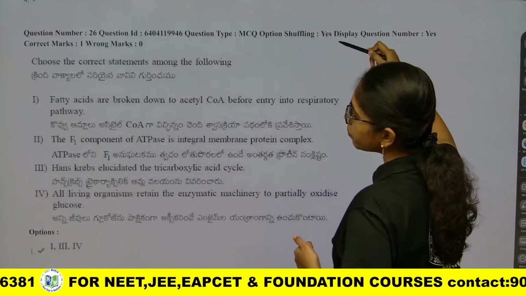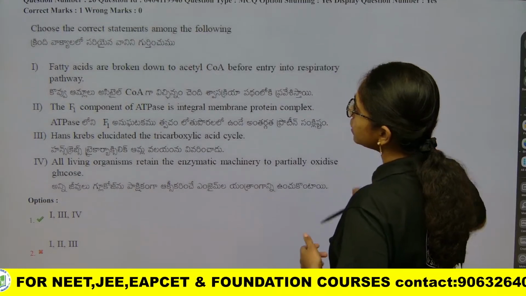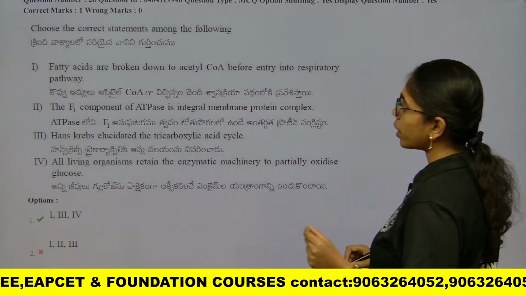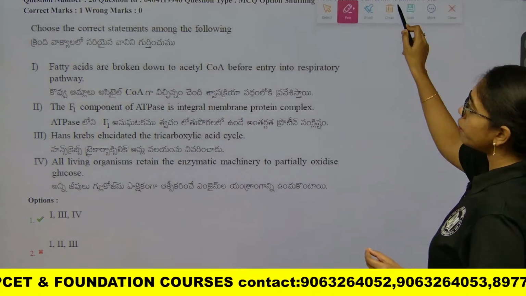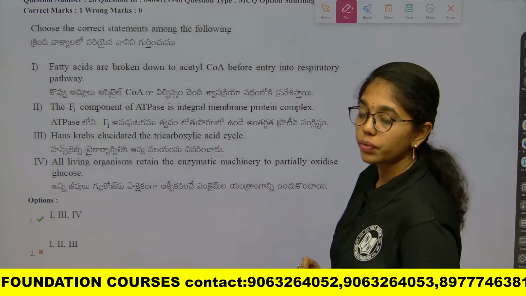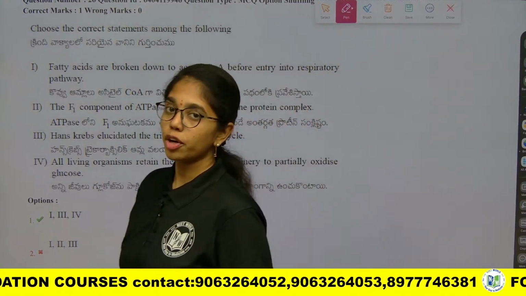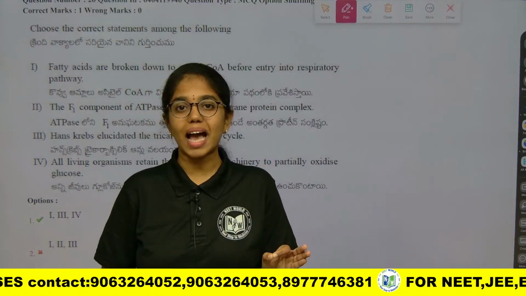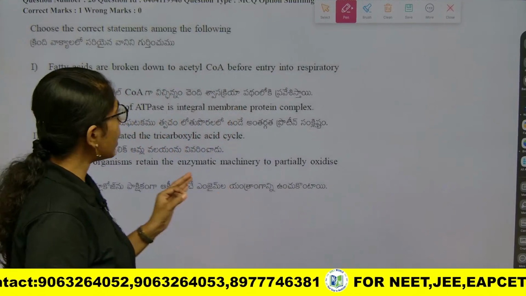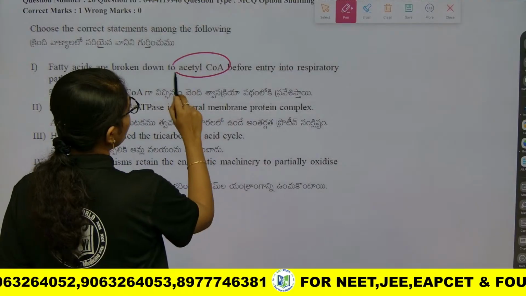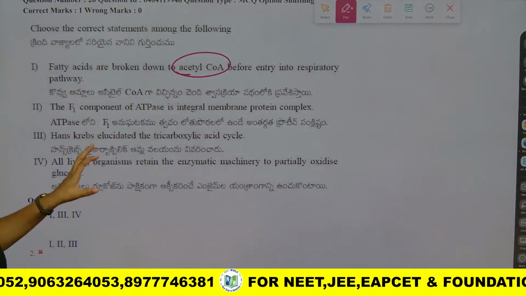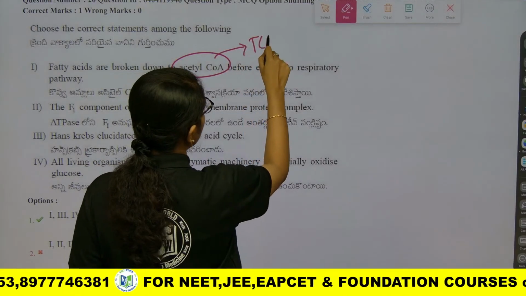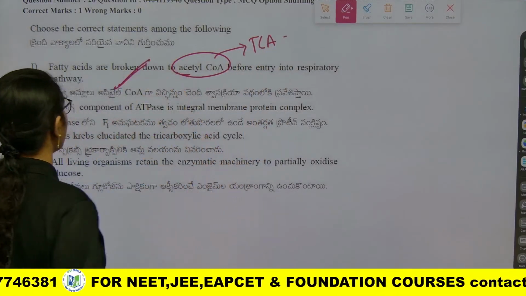Next. Here, choose the correct statements among the following. Fatty acids are broken down to acetyl-CoA before entry into the respiratory pathway. True. During aerobic respiration, after glycolysis, the immediate step is the link reaction, where acetyl-CoA is formed, and this acetyl-CoA is sent to the tricarboxylic acid cycle. So this is a correct statement.